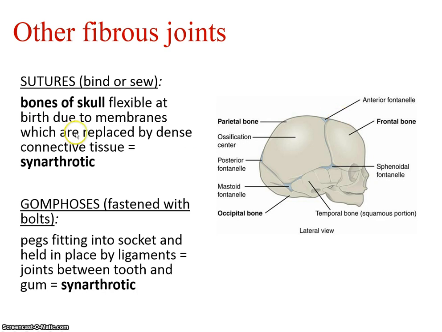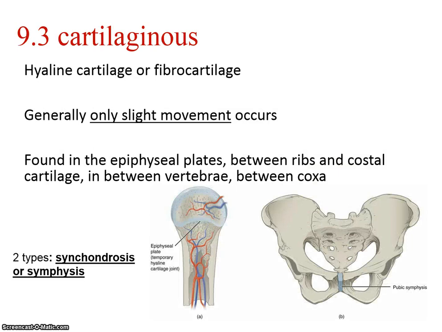Okay, so again, and these are synarthrotic. Gomphoses, which would be between the teeth and the maxillary or mandibular bones, are also synarthrotic, and we have the periodontal ligaments that hold them in place, but teeth and skull bones are not moving around.